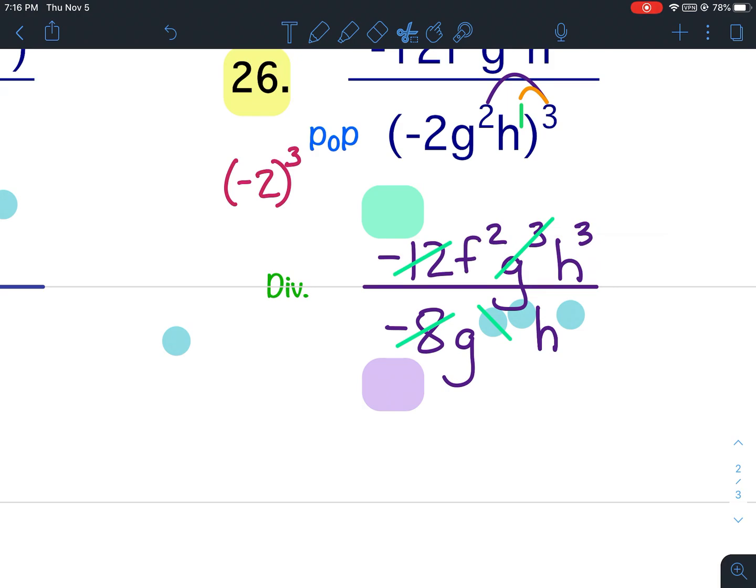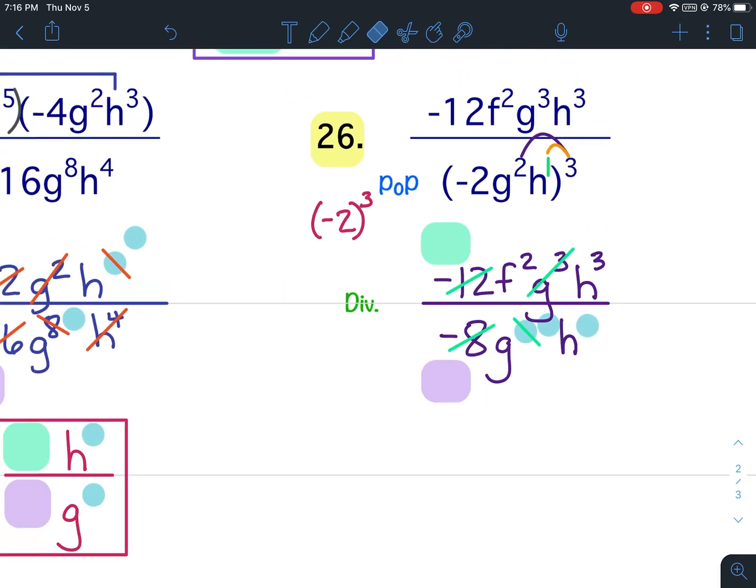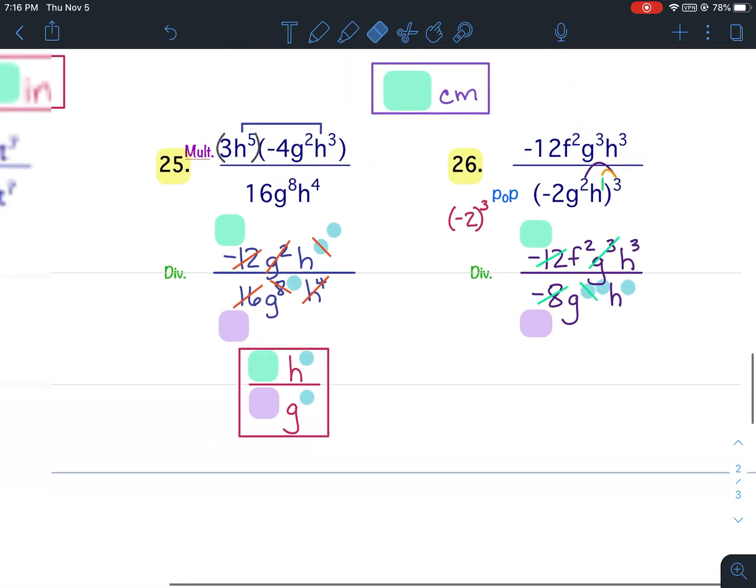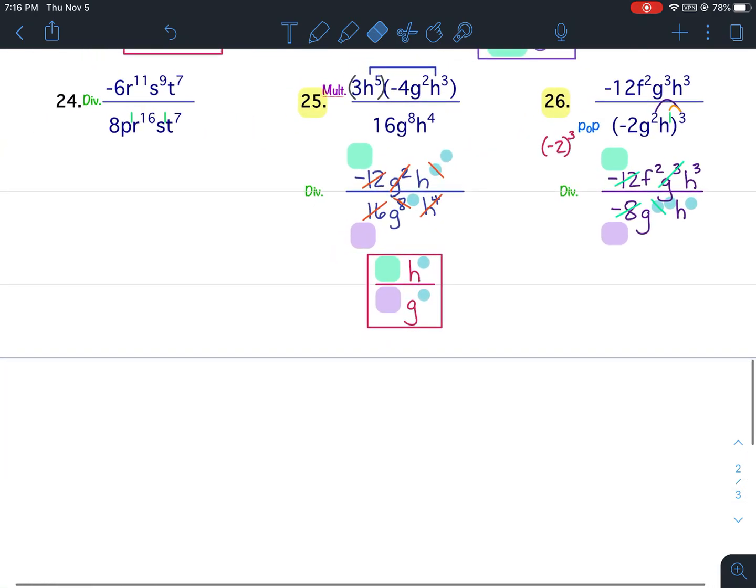All right, and then you're on your own for the h terms, and you're actually going to be on your own for the final answer. That's all the farther I'm going to help you with 26. Finish by dividing your h terms and then rewrite your answer. If you have any questions on 24 through 26, please let me know.